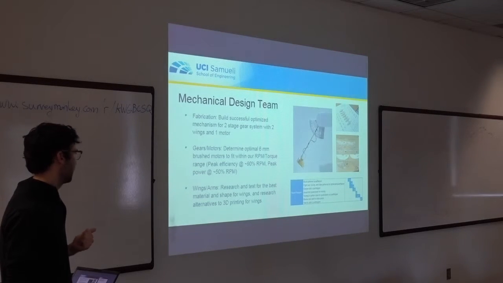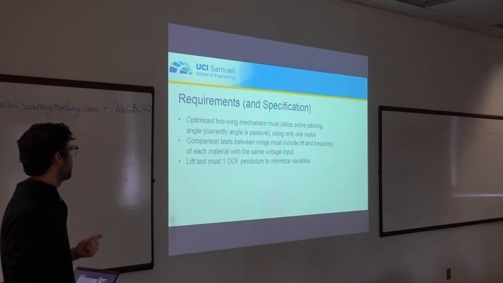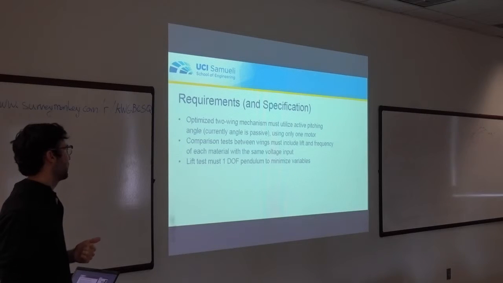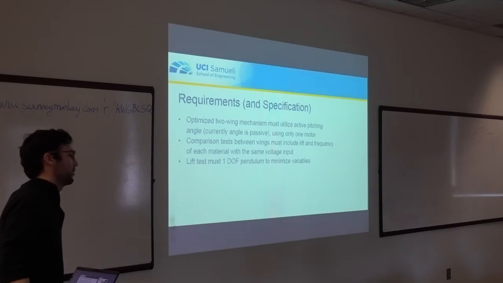We have to decide and determine the optimal 6mm brush motors that fit within our gear mechanism, and we have to test and optimize the wings. So the requirements: the 2-wing mechanism must utilize active pitching angle using only 1 motor. The comparison test between the wings must include lift and frequency of each material with the same voltage input.